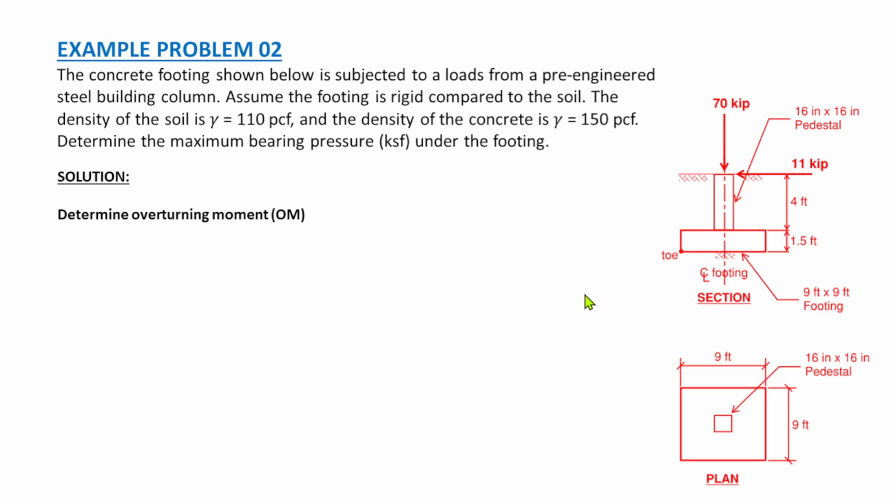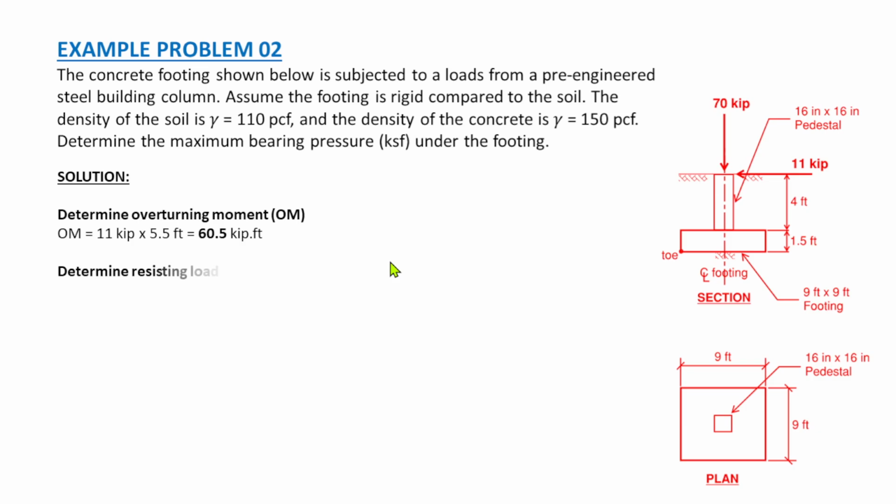First of all, we need to determine the overturning moment because we have the lateral loads. So the overturning moment is simply 11 kips times 5.5, which is equal to 60.5 kip-feet. So we have the lateral loads here, and the footing will tend to rotate in a counterclockwise direction. So we will take this as point 2. It will rotate at this point, so this is our reference point for all the overturning moment.